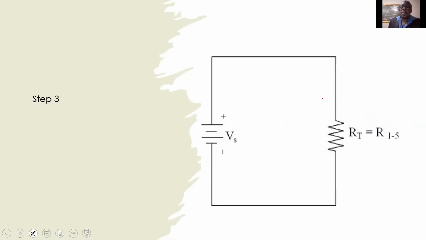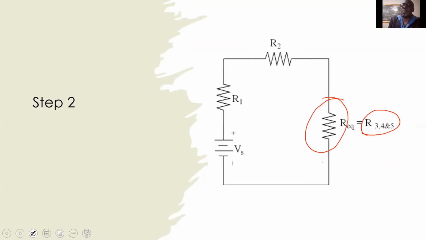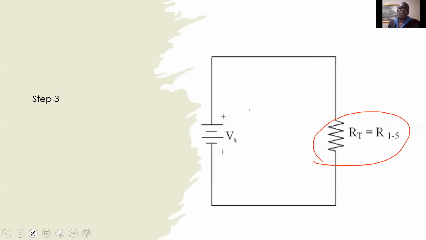And then finally, all 5 resistors are combined. So from the previous circuit, we'll have the equivalent resistance of R3, R4, and R5, R2 and R1, all combined to give us our total resistance.